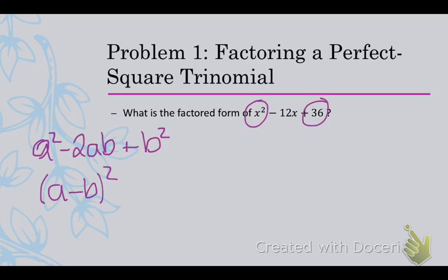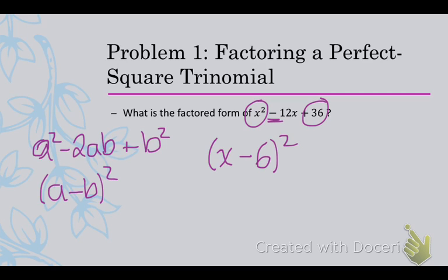So 1 is a perfect square, 36 is a perfect square, and 12 is 2 times a factor of 36, which is 6. The square root of x squared is x, so our first term is just going to be x. Then we take the square root of 36, which is 6. Because this is a minus here, we go x minus 6 squared. And that is the answer. That is how easy it becomes.